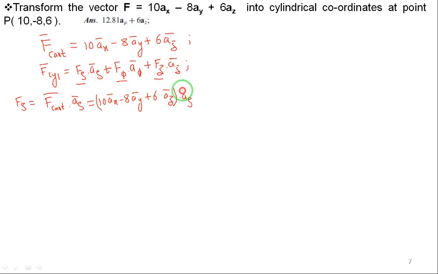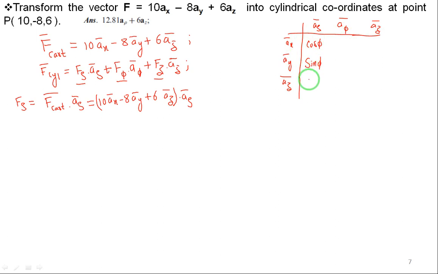For this we require a table, because we want ax dot a rho, meaning we are taking the multiplication of unit vectors from Cartesian to cylindrical. So we will make that table separately by the side, it will help us. So ax, ay, az, and a rho, a phi, az. This table, how to form it, I have told in the previous lecture. x equal to rho cos phi, y is equal to rho sin phi.